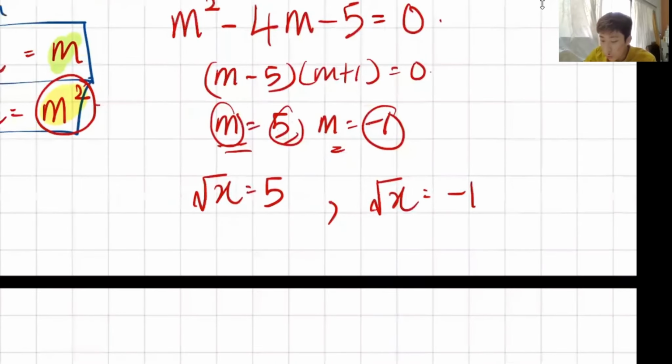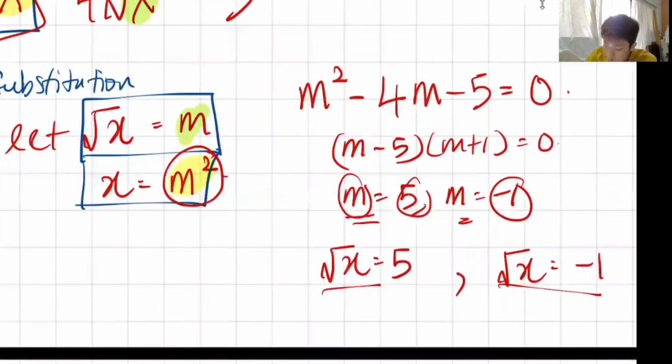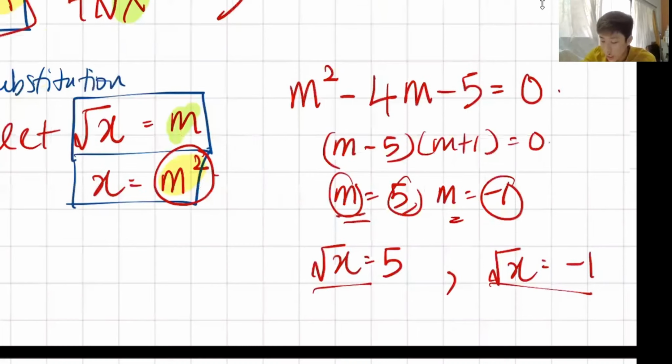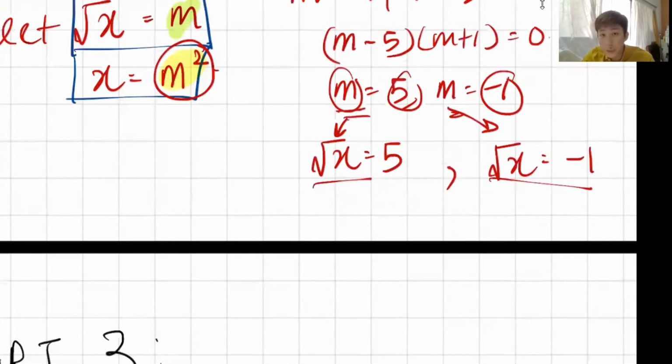How do I know this? It's because of this substitution. Don't forget, m is actually your square root x. M is square root x. That's the meaning of substitution. I'm substituting something to equal something else, so it's easier to solve. The purpose is to make it easier to solve only, all right? So what do I do now?